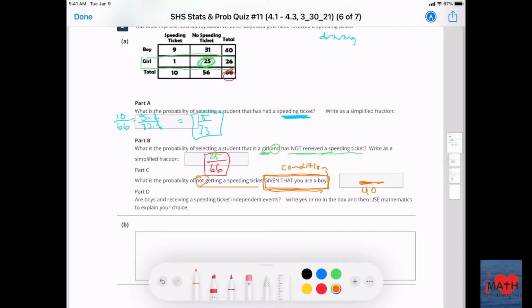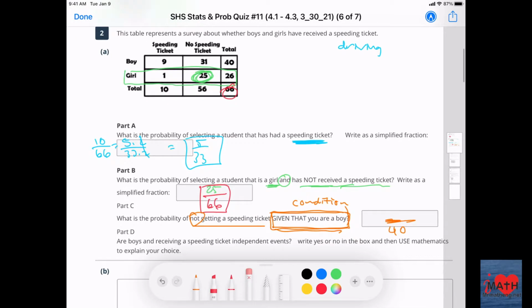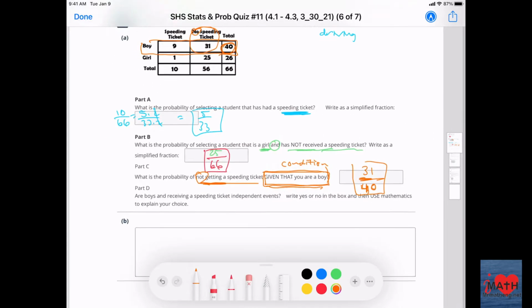Now, I'm going to circle the word not, so let me erase everything above. Okay, so I'm looking at boys, and you can see there that the total is 40, and that's why I have this 40 as the denominator down here. Okay, now not getting a speeding ticket, the word not is right there. 31 out of 40 is our answer. And then for part D, I told you guys we didn't learn about independent events, so skip that. Okay.